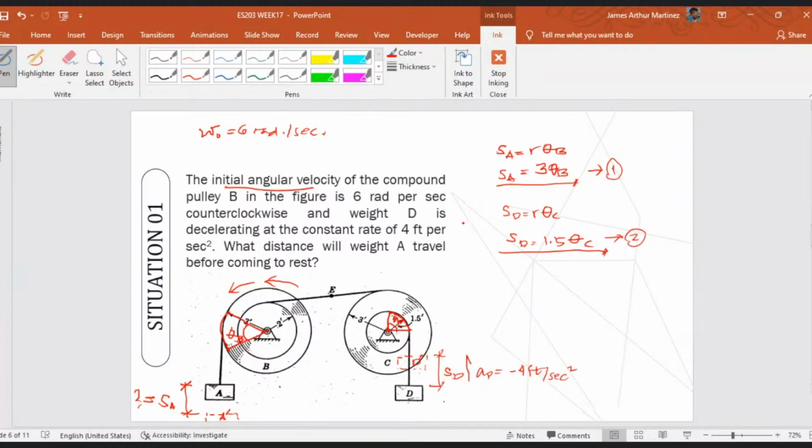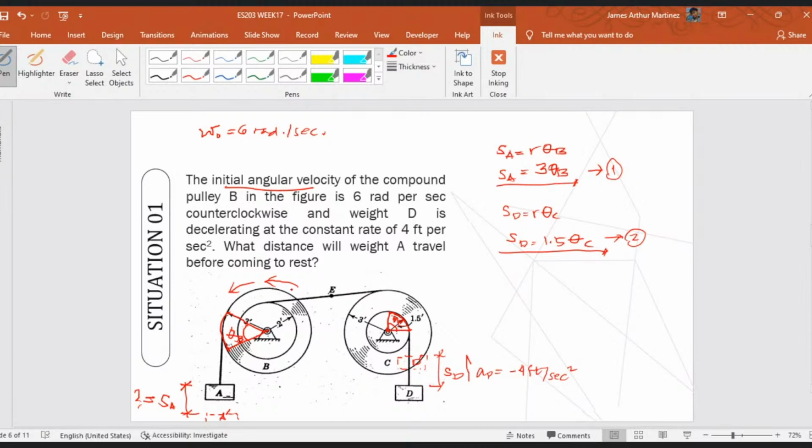LDR. So with that, we have four unknown variables involved in equations 1 and 2: SA, the angular displacement of B, SD, and the angular displacement of C. Which means that in order to solve this problem, we need four equations. We have two equations already, so where do we find the additional two equations?